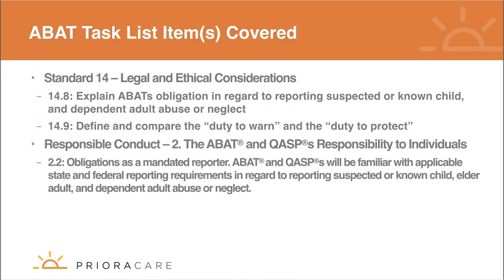Also, this training covered the responsible conduct of ABAT and QASP Area 2, the ABAT and QASP's responsibility to individuals, Section 2.2, obligations as a mandated reporter as follows. ABATs and QASPs will be familiar with applicable state and federal reporting requirements in regard to reporting suspected or known child, elder adult, and dependent adult abuse or neglect.